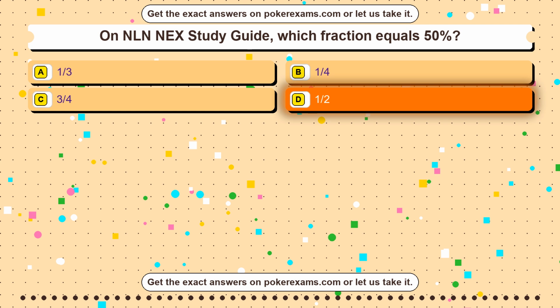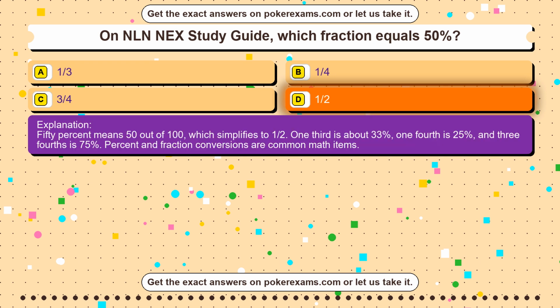The correct answer is option D. 2. 50% means 50 out of 100, which simplifies to 1/2. 1/3 is about 33%, 1/4 is 25%, and 3/4 is 75%. Percent and fraction conversions are common math items.